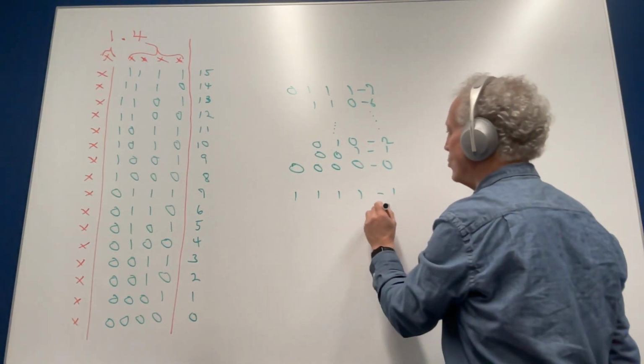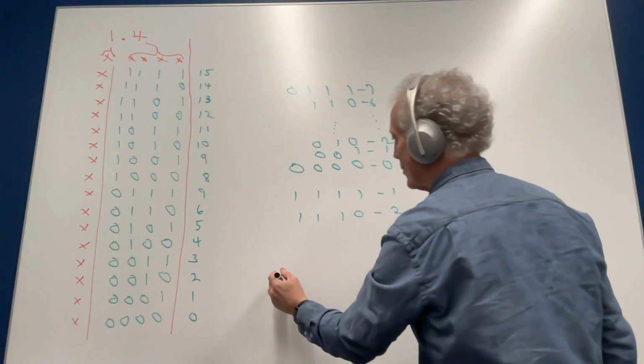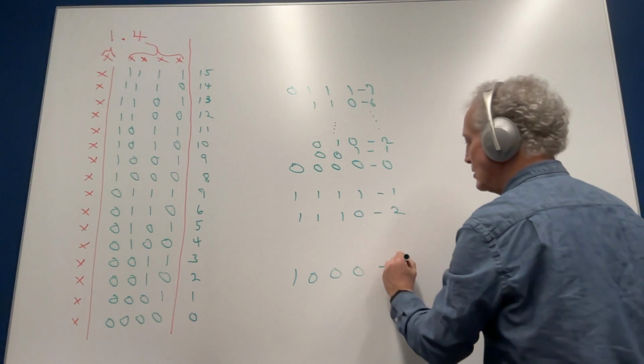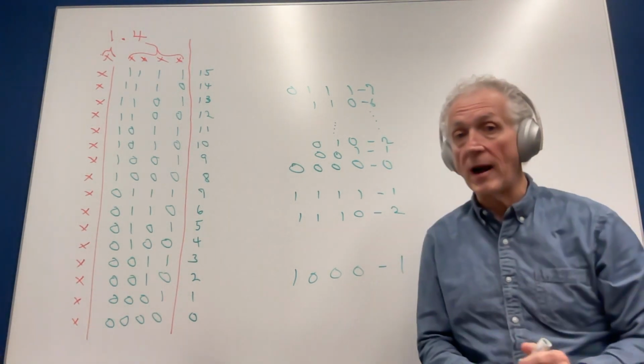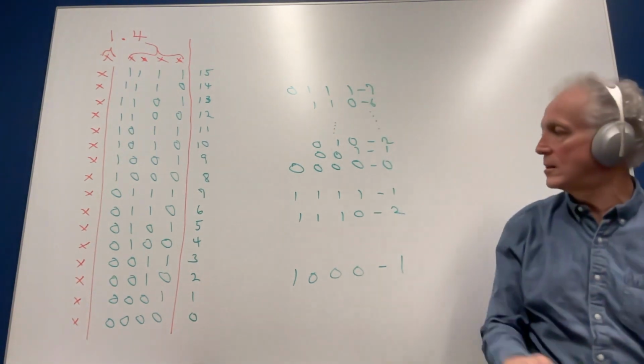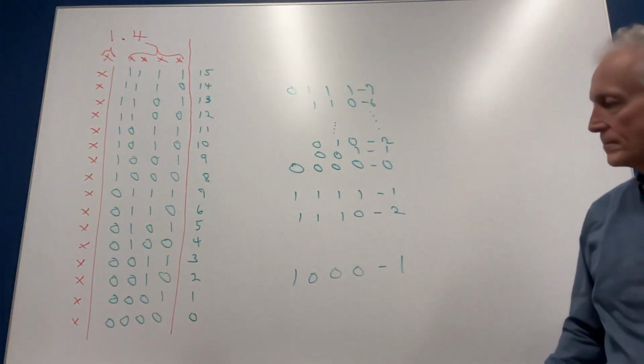So this is a -1, -2 will be a 1, 1, 1, 0, etc., until we get a 1, 0, 0, 0, and that's a -1. We can actually reach -1 on the negative side. On the positive side, we can never reach +1, but we can do it on the negative side.